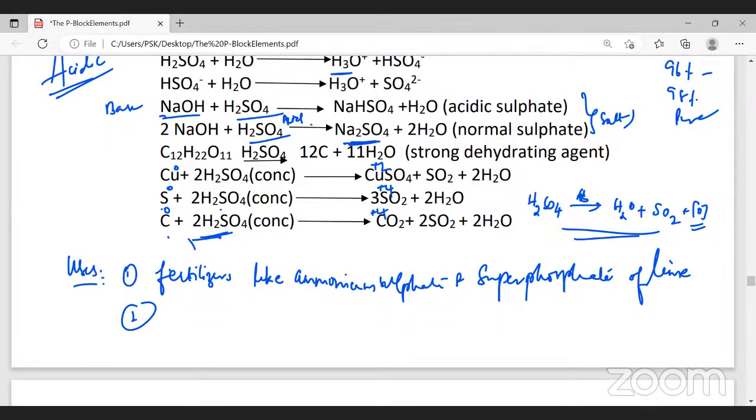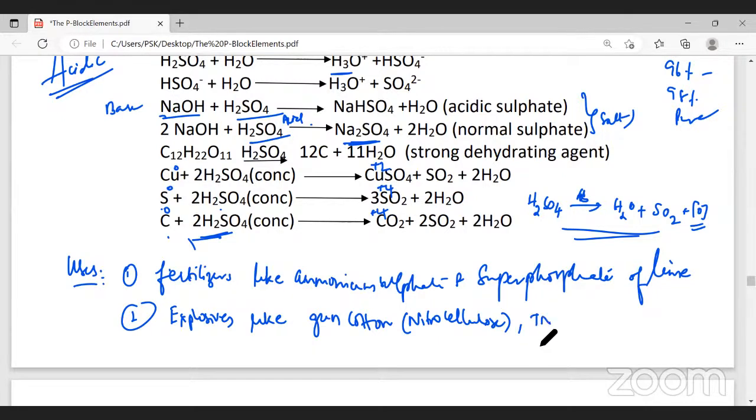It's used in the manufacturing of explosives, like gun cotton. Gun cotton is called nitrocellulose. Cellulose is a polymer, a carbohydrate. Treated with nitric acid and sulfuric acid, it gives nitrocellulose. Gun cotton, it's called.